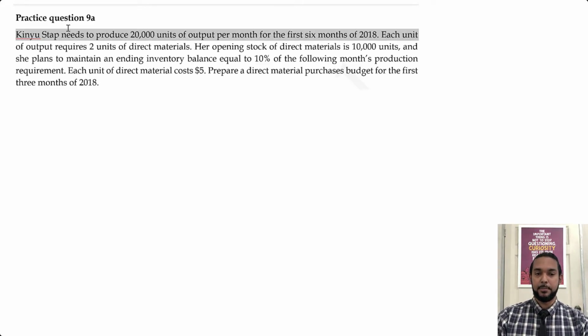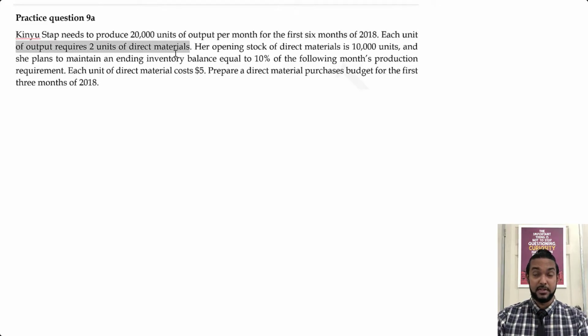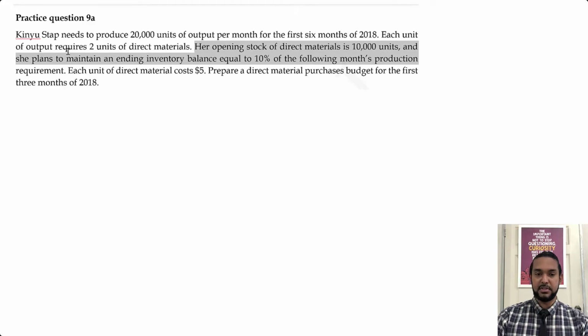So it says, Candice needs to produce 20,000 units of output per month for the first 6 months of 2018. So that's 20,000 units per month of production of finished units. That's not the materials. Each unit of output requires 2 units of direct materials. So that is what we need, 2 units of materials per unit of output. Her opening stock of direct materials is 10,000 units, and she plans to maintain an ending inventory balance equal to 10% of the following month's production requirement. Each unit of direct material costs $5, and they want a direct material purchases budget for the first 3 months of 2018.